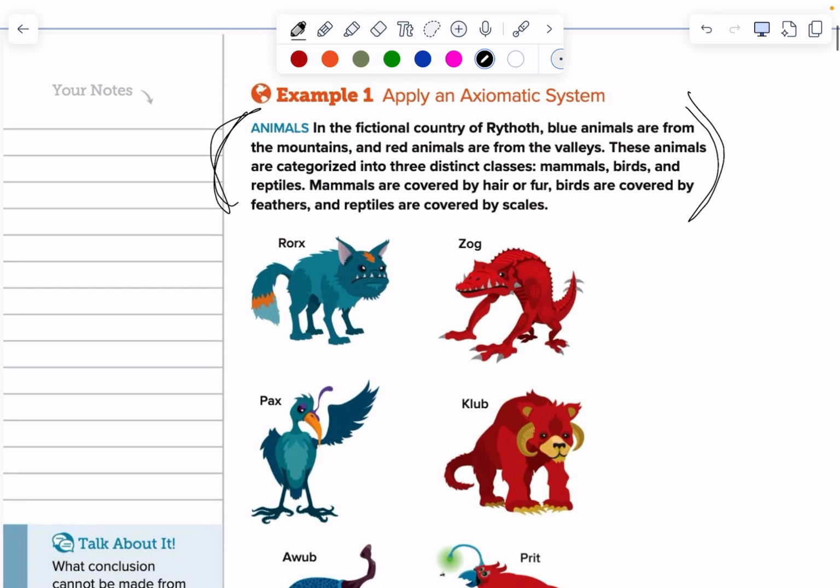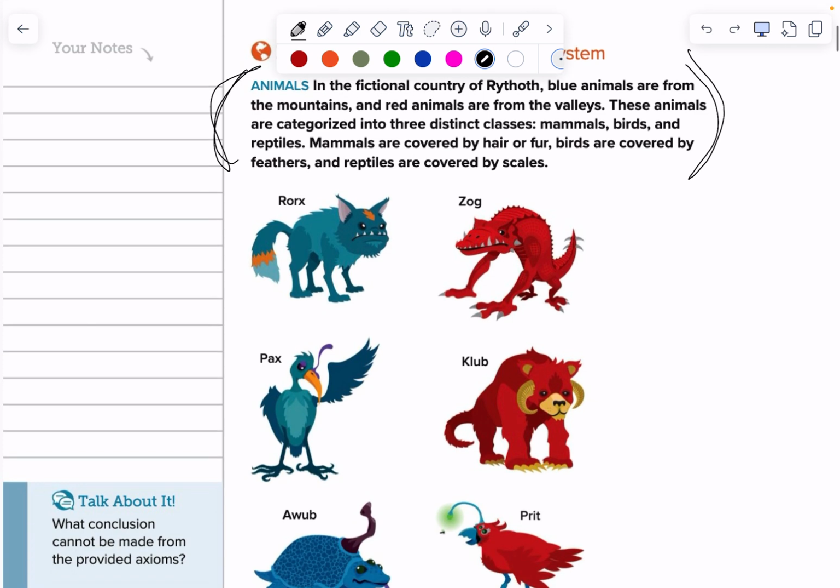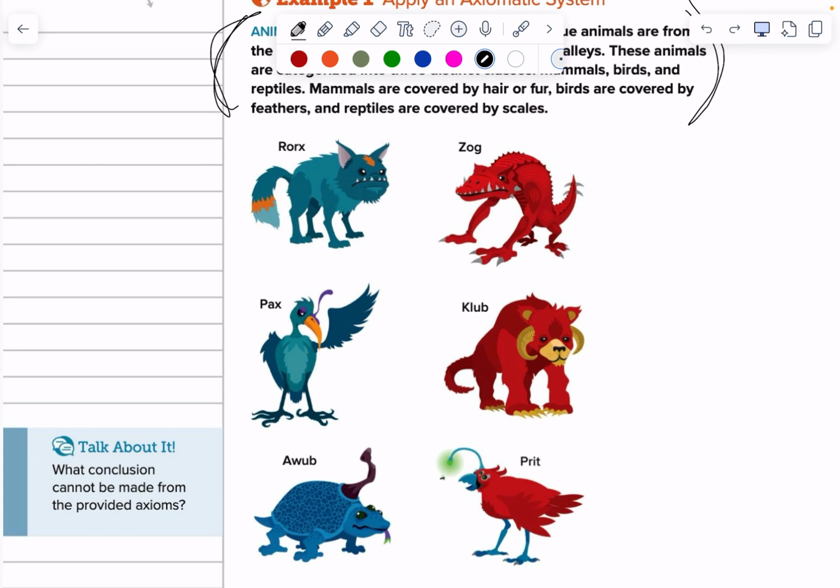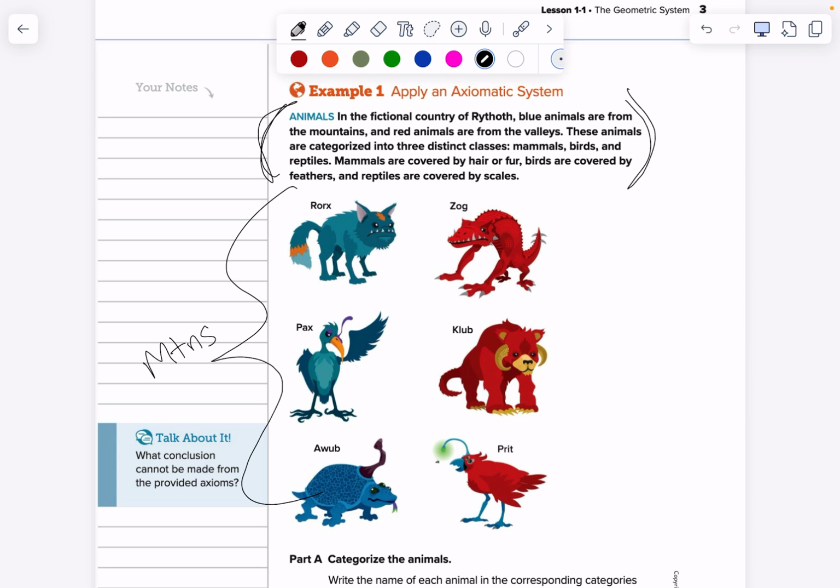It says, animals. In the fictional country of Rythoth, blue animals are from the mountains. Blue animals are from the mountains. MTNS. I'm going to abbreviate mountains if you want to write out the whole word mountains. I know that all those animals are from the mountains. Okay? Where are the red from? The valleys. So I'm going to do that. Now I get to skip over that sentence, right? I can just go straight to this and I have it all figured out. Okay, do you see how that works? This is a good strategy to do if you're taking the ACT or a standardized test, like when you have to do MAPS testing.